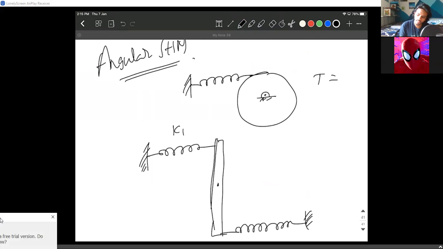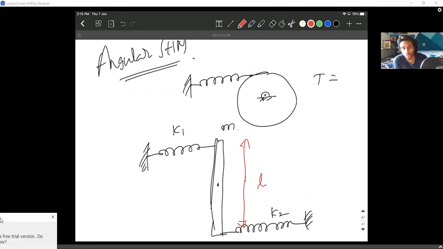There are two springs K1, K2, the rod of mass M, and length of the rod is L. Raghav asked this question once. Go ahead, do it. Like this, it is hinged in the middle. Try to find the time period of the rod. Try to do it as quickly as possible. It's at your pace.